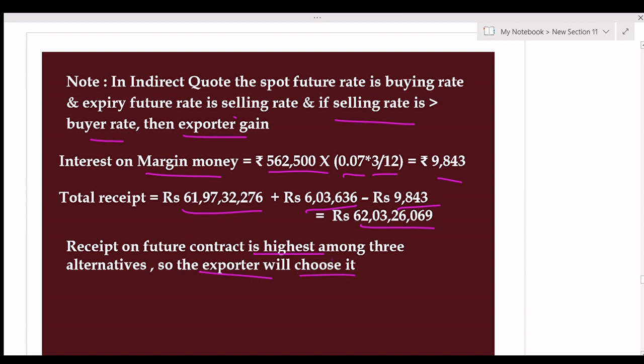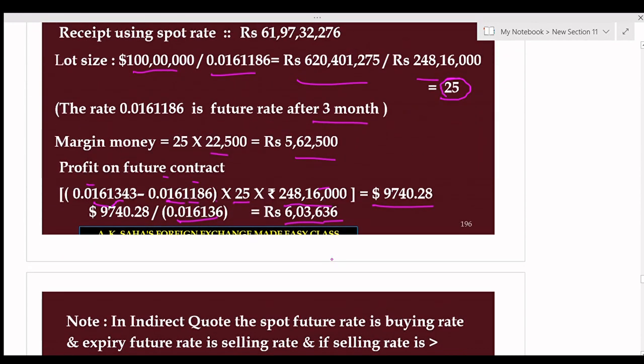Only be cautious that when you find the profit on the future rate, in the indirect quote you multiply by the contract size, per contract size, and in the direct quote you multiply by the dollar amount, because there the unit is rupees per dollar. So here you have to be cautious.